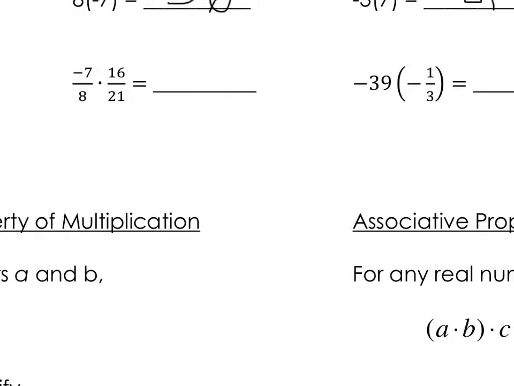We can cancel. We know the answer will be negative because we have a negative times a positive. We can cancel 8, goes into 16 twice. 7 goes into 21 3 times. So we end up with 2/3, and it is negative.